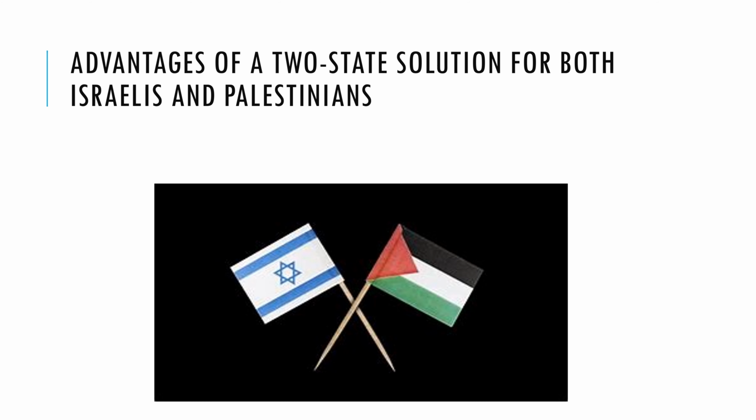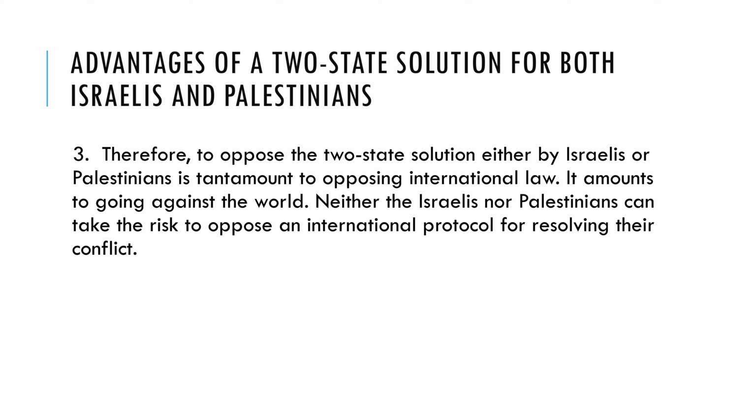This is the Israeli and Palestinian flag in a two-state situation. Three. Therefore, to oppose the two-state solution, either by Israelis or Palestinians, is tantamount to opposing international law. It amounts to going against the world. Neither the Israelis nor the Palestinians can take the risk to oppose an international protocol for resolving their conflict.